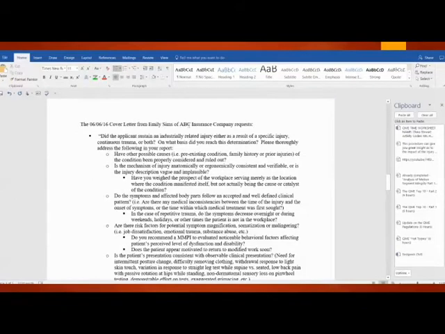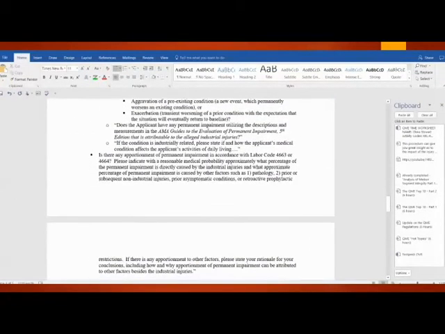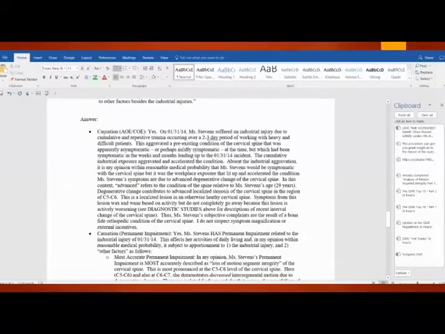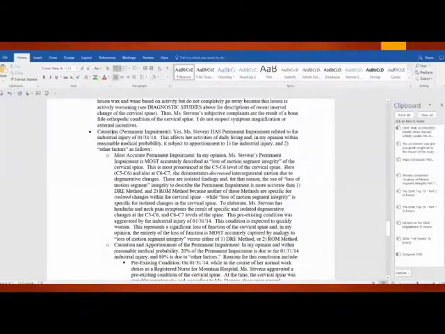So the claims adjuster asks a specific question about causation and then later on about apportionment. I answer all of those questions below. First, I handle her questions on AOE, COE, and then we can move on to the questions on permanent impairment here. So she wants to know, does Mrs. Stevens have any permanent impairment as a result of the industrial injury?